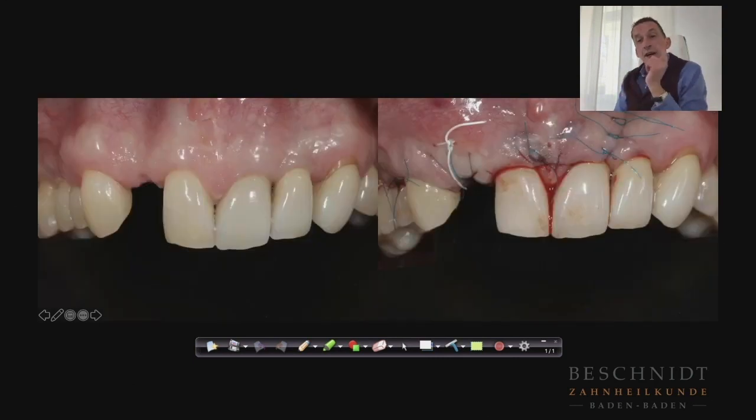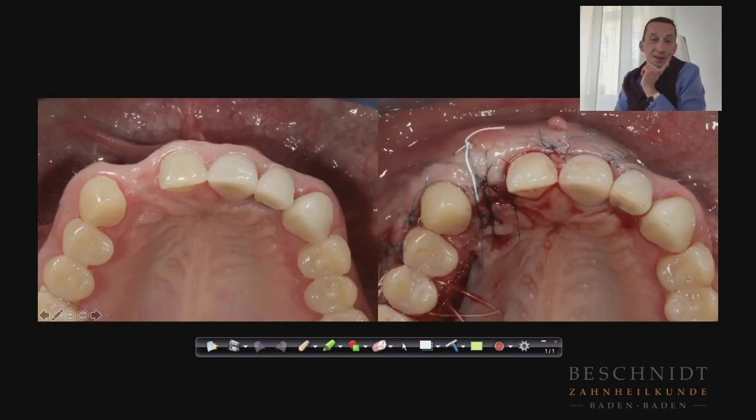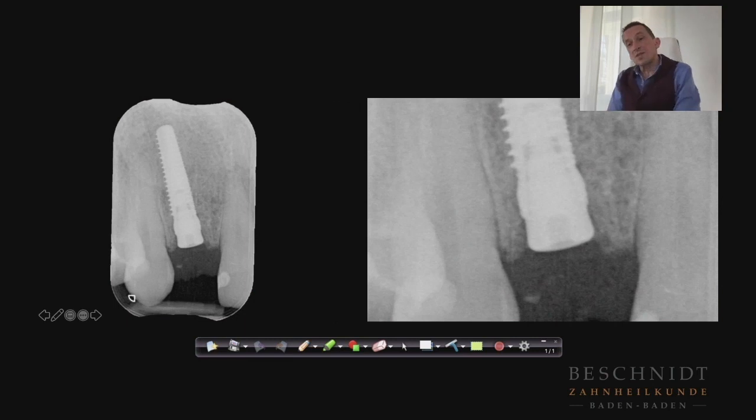So this is now directly after closing. You see how we could gain thickness and height. So here you see on the X-ray the position of the implant shoulder and the position of the bone peaks. And of course we know that this is a height of 2 millimeters.